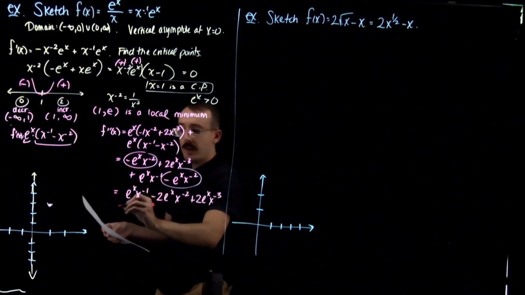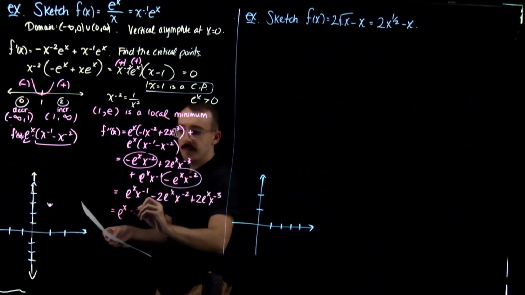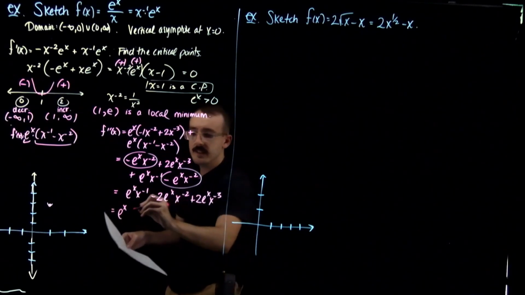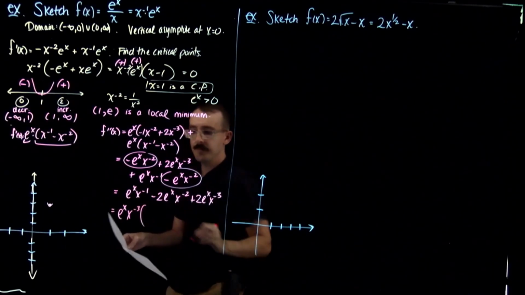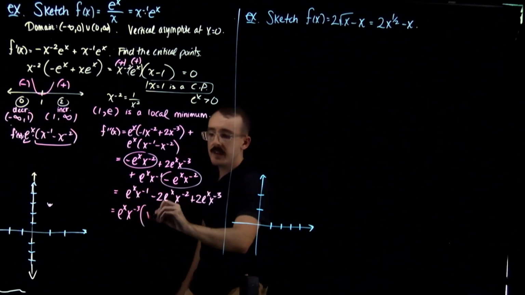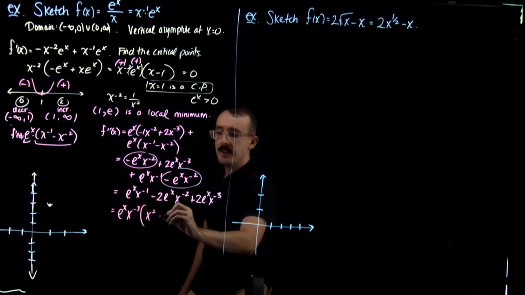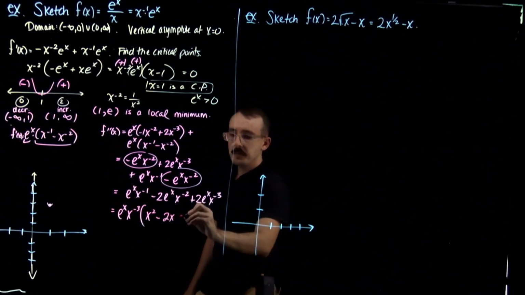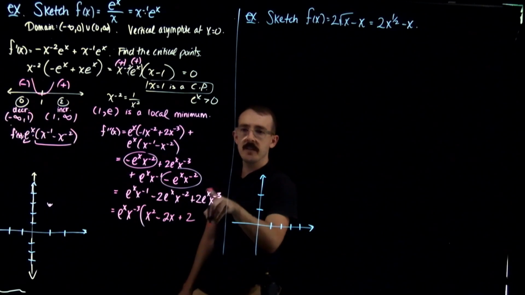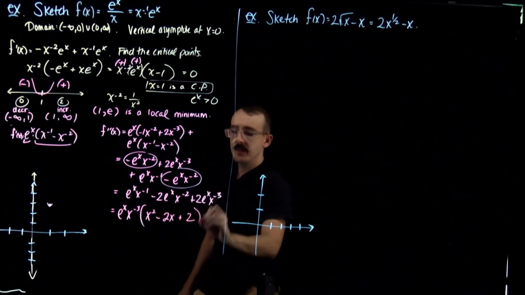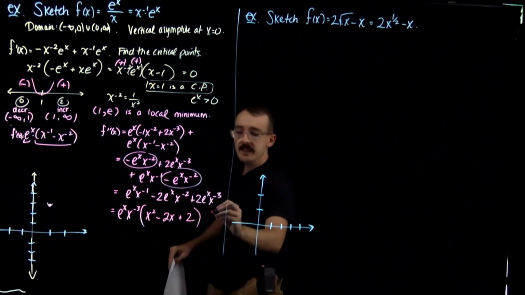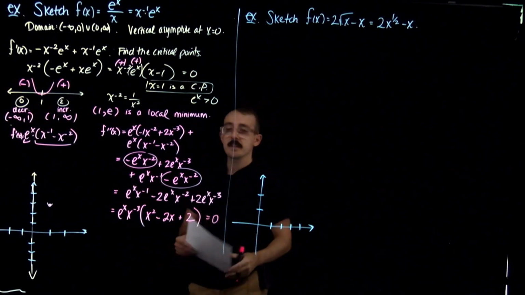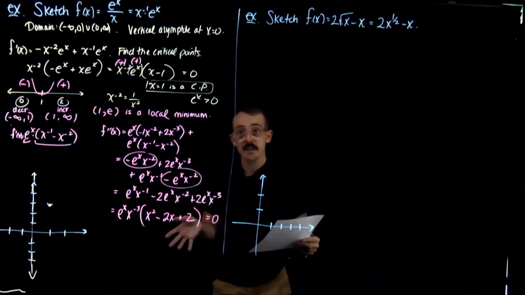So this is equal to e to the x, x to the negative 3. The smallest power of x I see is x to the negative 3. This would leave me with x squared here, this would leave me with minus 2x, and for this last term, I'd have plus 2, since I factored out e to the x, x to the negative 3. I'm going to set this equal to 0, because I want to see if there's any kind of change in concavity here.